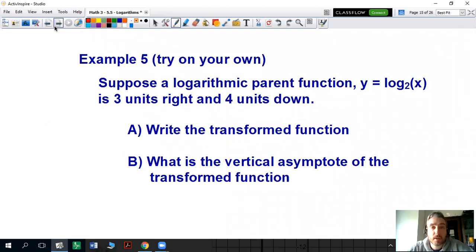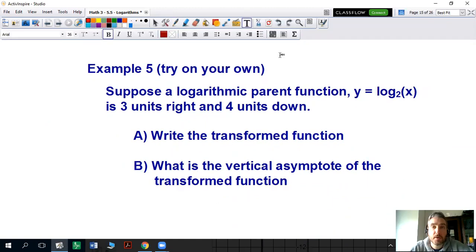Try this one on your own. Pause the video, see if you can answer these two questions.